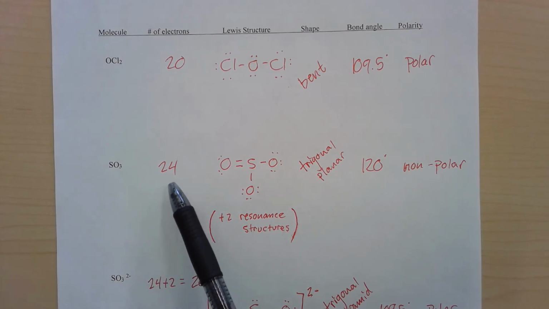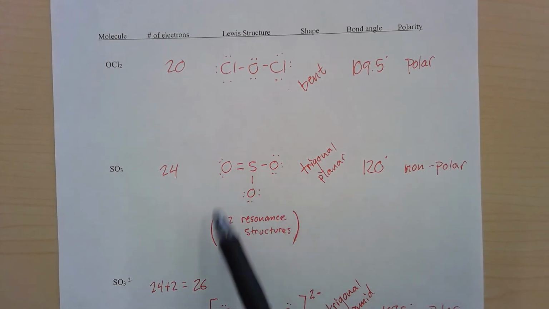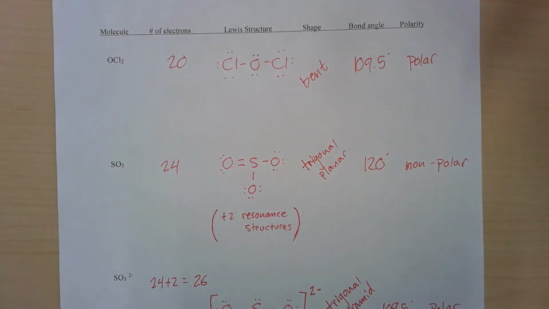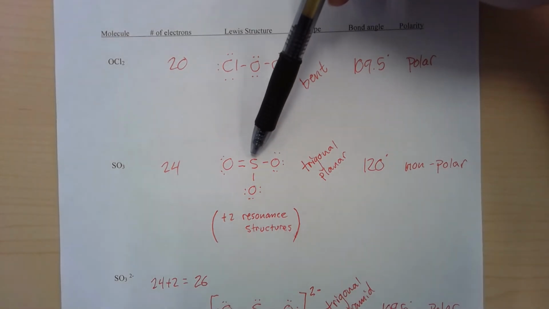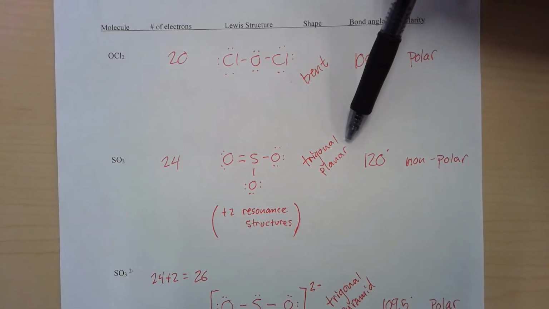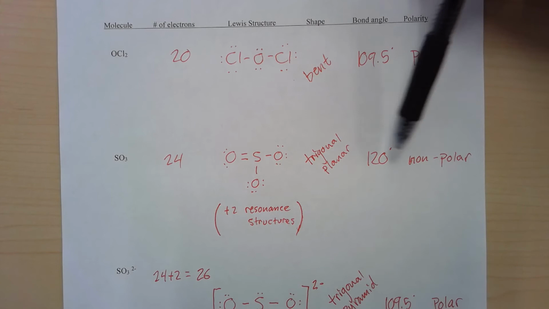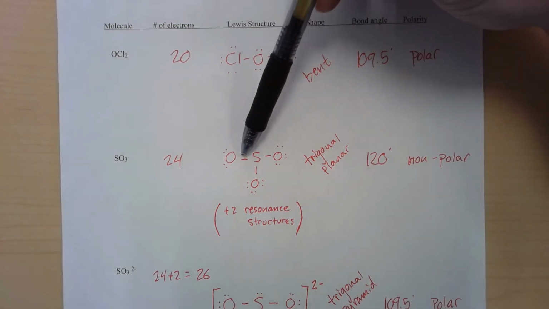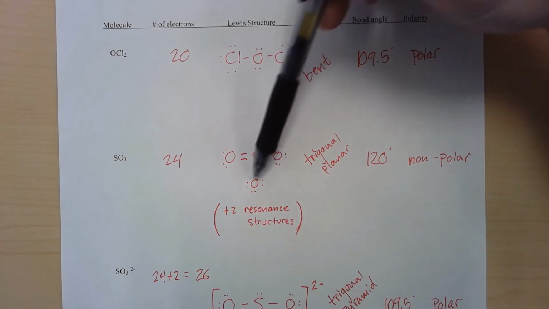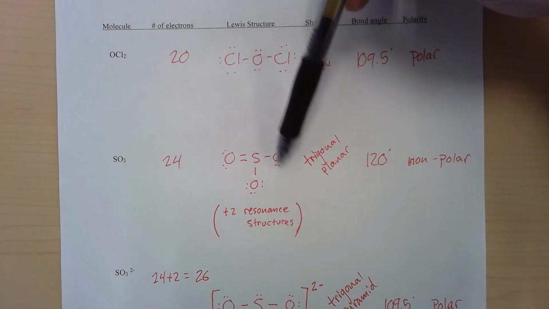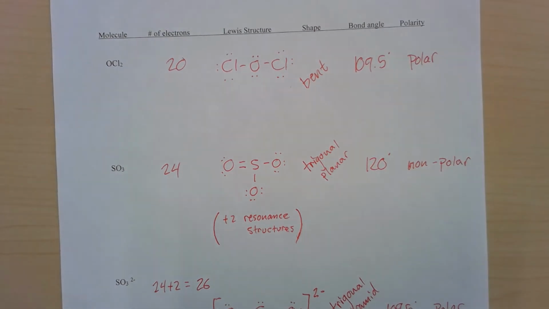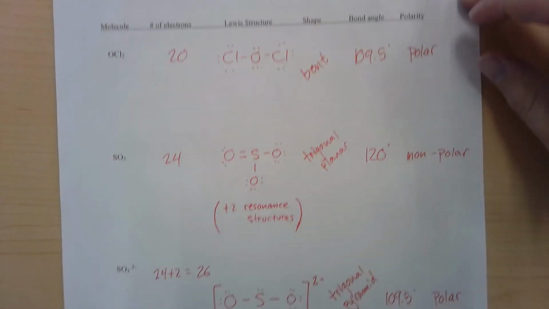SO3 has 24 valence electrons. It has 3 resonance structures because the double bond can be in any of those locations. It does not have a lone pair around the central atom. That makes it trigonal planar, 120 degrees, and it's nonpolar. Even though this double bond makes it look polar, it can be in any of those locations, and it's the average of all 3 of those, so it is in fact nonpolar.